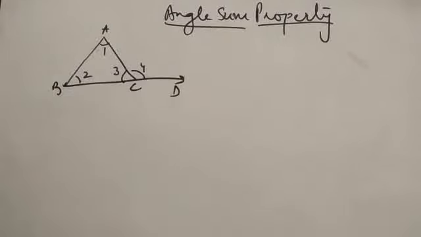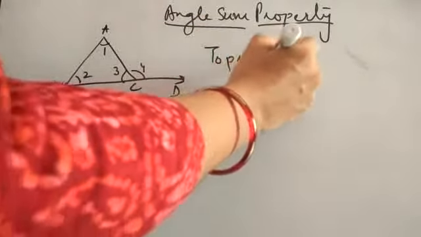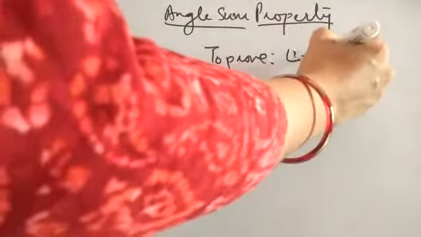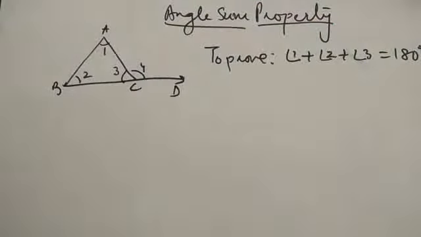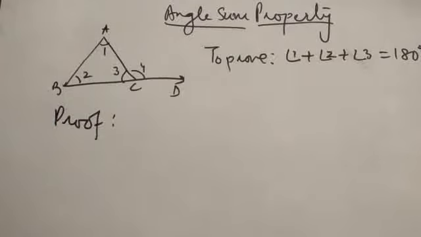To prove what the angle sum property means, you have to prove that the sum of the three angles inside the triangle is equal to 180 degrees, right? Now how are we going to prove it? See, the proof should also be very clear to you. Sometimes the proofs are also asked in the exam.